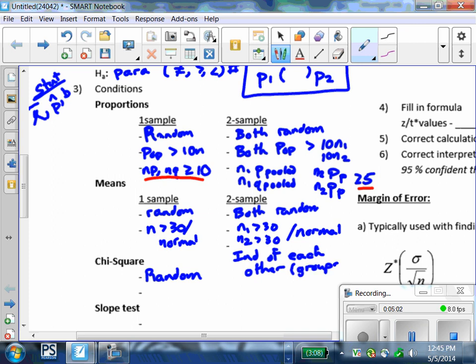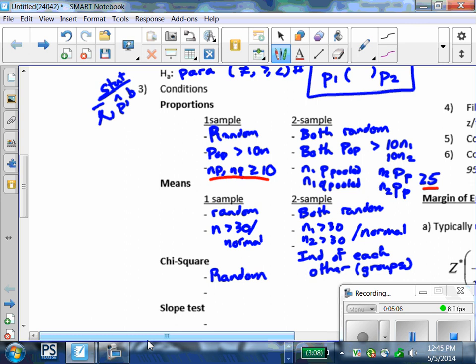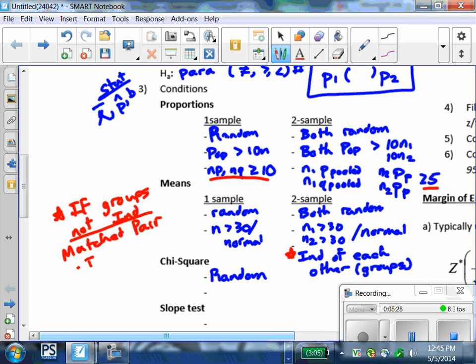If the groups are not independent, right? If for whatever reason we have two samples and the groups aren't independent, like pre-test, post-test, I'll make a note here. If the groups aren't independent, that means we're looking at matched pairs. And then you're worried about individuals being independent.